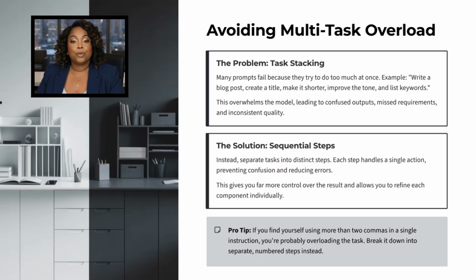The slide also includes a helpful pro tip. If you find yourself using more than 2 commas in a request, you are probably overloading the prompt. Breaking things into numbered steps will always give you a cleaner, more reliable result.